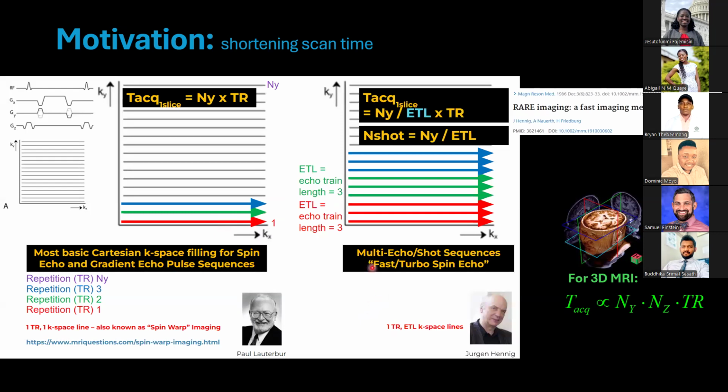Fast forward a couple of years, and you now have the fast spin echo, or previously called the RARE technique, coined by Jürgen Hennig. And here, rather than a single line, we acquire multiple lines per TR. So now we have this term called the echo train length, and this is shown for an echo train length of 3. So now the number of shots is equal to the phase encodes divided by the echo train length, and you can go faster in scan time. We're showing here in 2D, but just remember in 3D, you have an extra dimension, NZ, which is the number of slices that you have to encode as well. And that costs you some TR, or some repetition time.